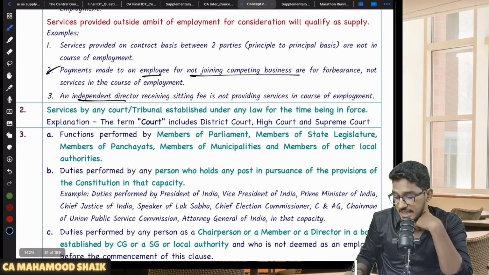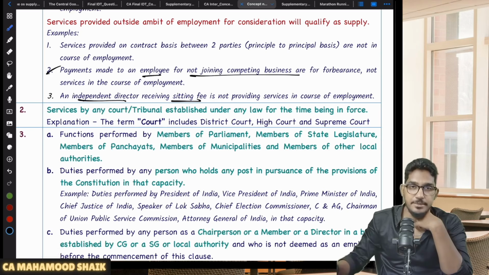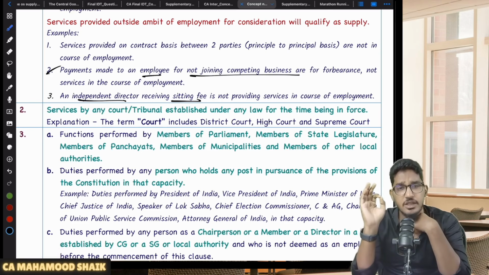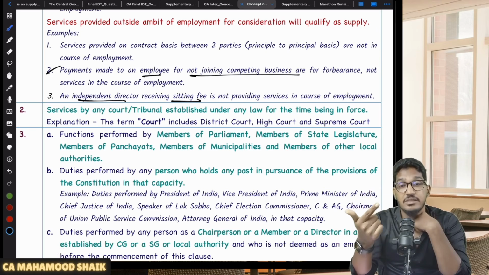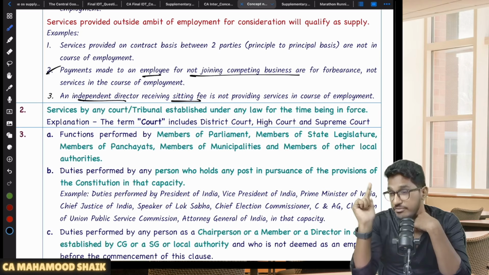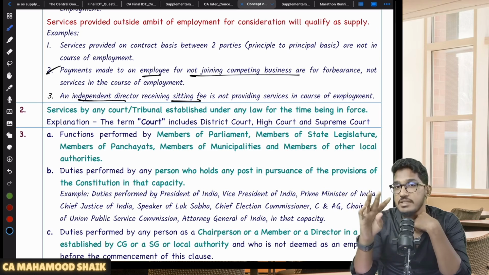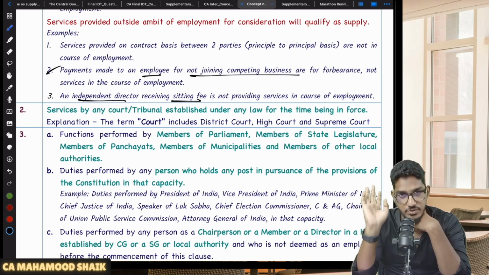Similarly, if there is an independent director for whom sitting fees is paid, you are paying a sitting fee, not salary. If you are paying sitting fee to the director, which is subjected to TDS under section 194J, that is also not a service in course of employment. Independent directors for whom you pay sitting fees and all, that is not salary, that is their remuneration, professional fees, that also will be subjected to GST.